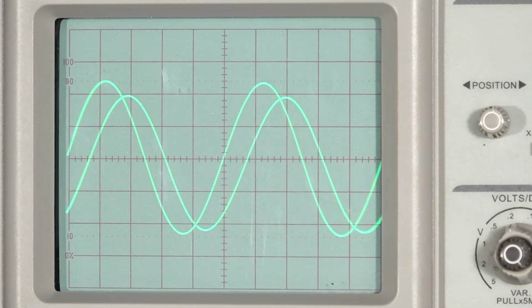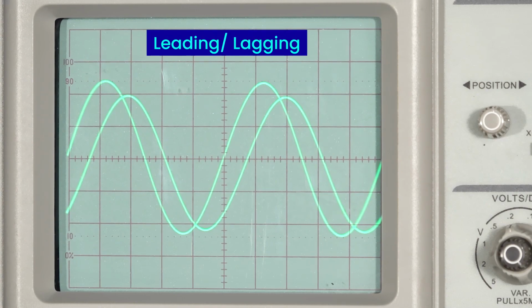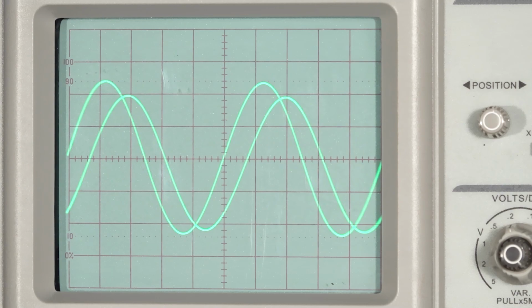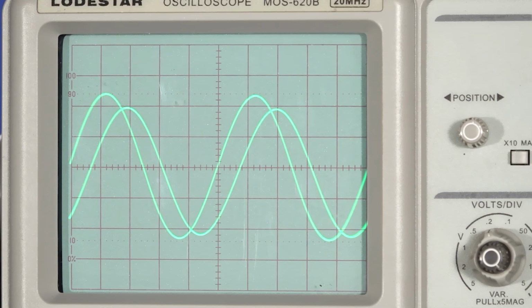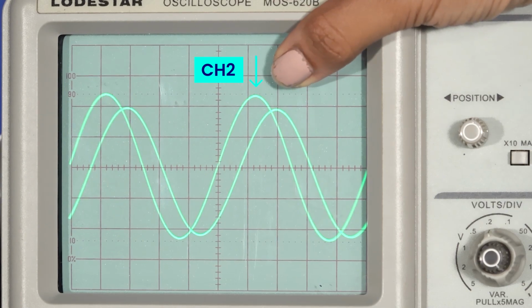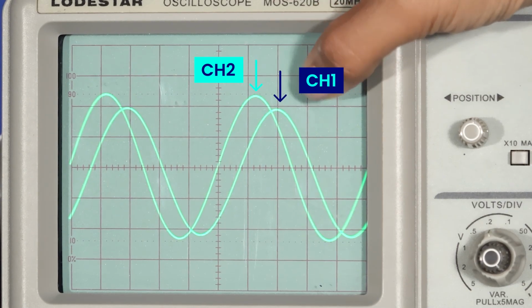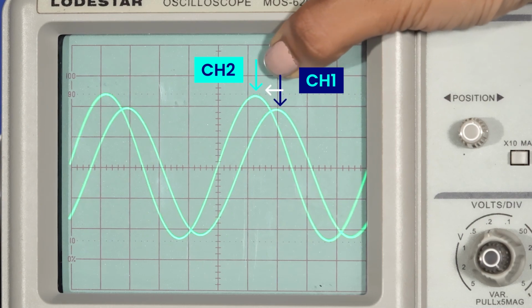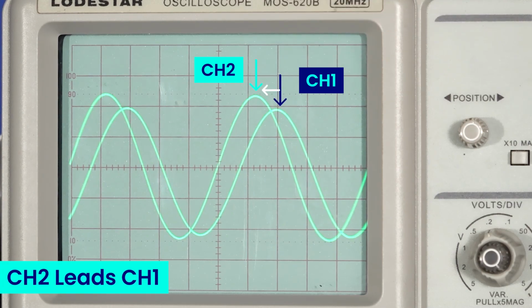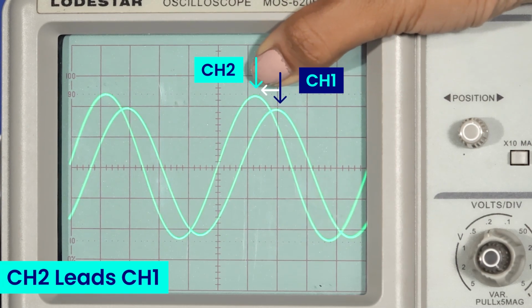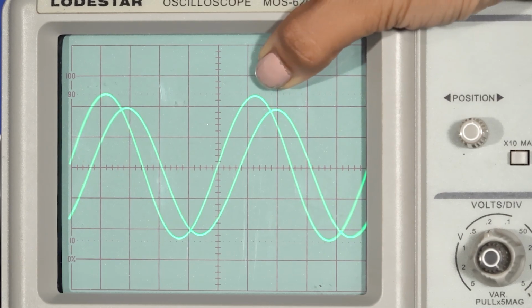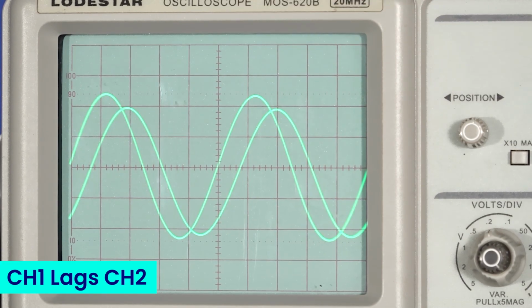In waveform analysis, we need to find whether a waveform is leading or lagging the other waveform. In this application, we can see the peak of channel 2 is on the left hand side of peak of channel 1. That implies the waveform of channel 2 leads the one on channel 1. Similarly, you can say channel 1 lags channel 2.